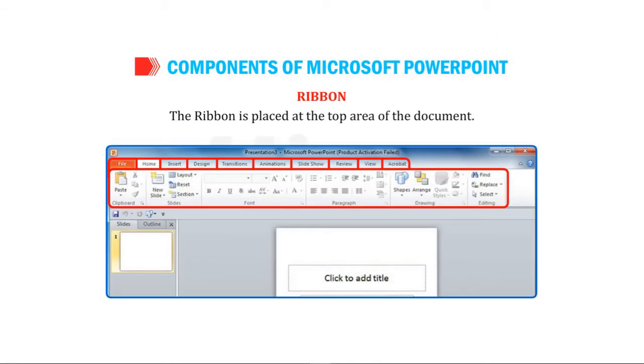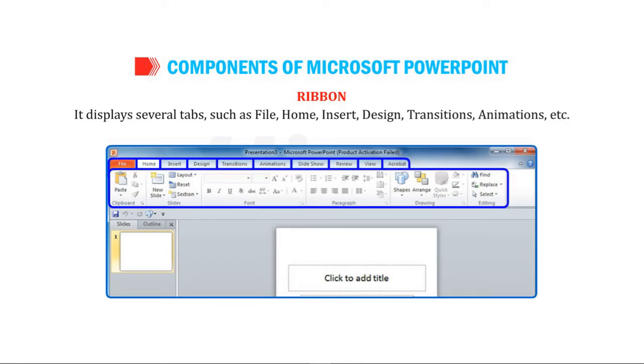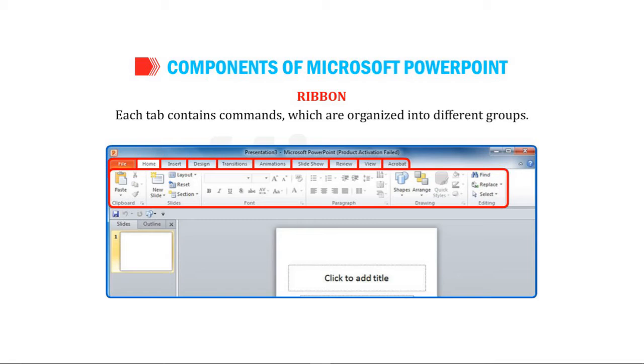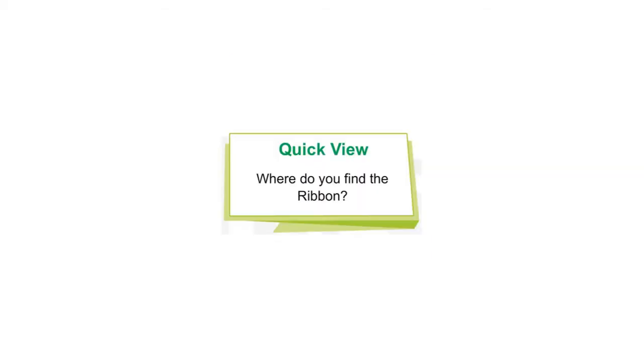Next is ribbon. The ribbon is placed at the top area of the document. It displays several tabs such as File, Home, Insert, Design, Transitions, Animations, etc. Each tab contains commands which are organized into different groups. Okay, students, where do you find the ribbon? You have to find the answer to this query.